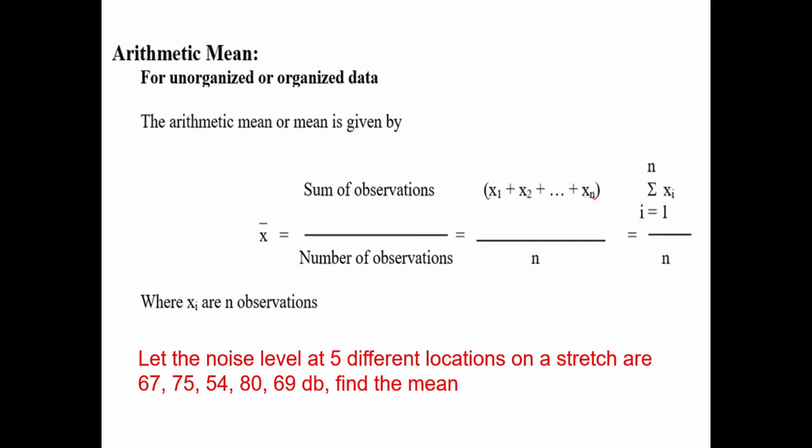So just see, let the noise level at 5 different locations on a stretch be given as 67, 75, 54, 80 and 69 decibels. What is the average of this? What is the mean of this? Can anybody tell me very quickly?